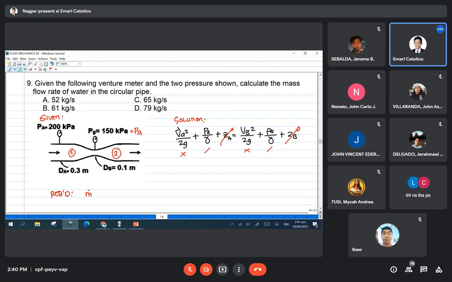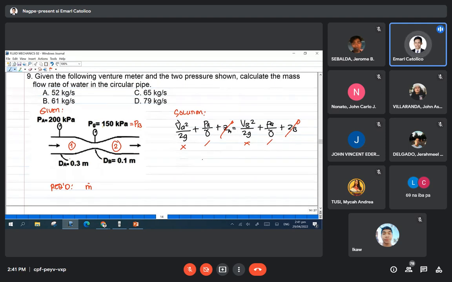So, mag-aano tayo dito ng equation. Ayusin natin yung equation. Formula natin ng velocity. Velocity is equal to 4Q over pi D squared, di ba? Tama. So, kapag VA, formula natin ng velocity ay 4Q over pi DA squared. Sa point 2, VB, formula ng velocity is 4Q over pi DB squared. Okay. So, i-write natin siya doon sa ating equation.